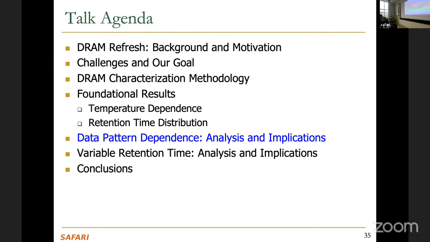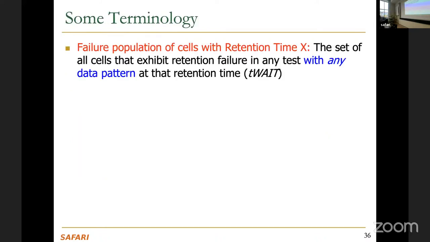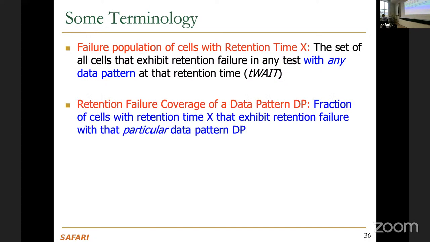Now let's take a look at some new results. And we're going to look at data pattern dependence first. So let me set some terminology first. We're going to look at failure populations. Basically, a failure population of cells with retention time X refers to the set of all cells that exhibit retention failure in any test with any data pattern at that retention time, and that retention time is indicated as T wait. And then this is actually a failure population of all data patterns. But then we also want to analyze a specific data pattern.